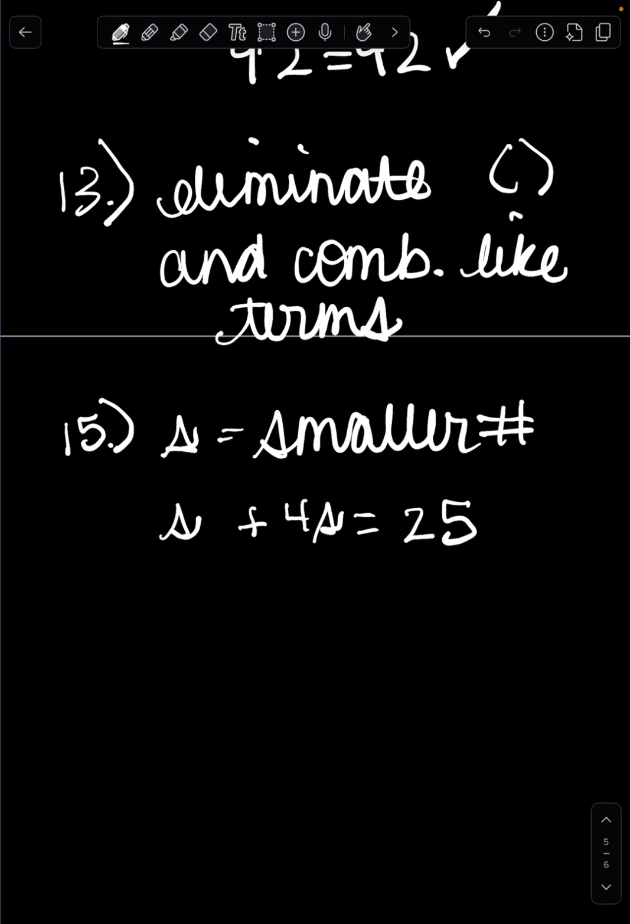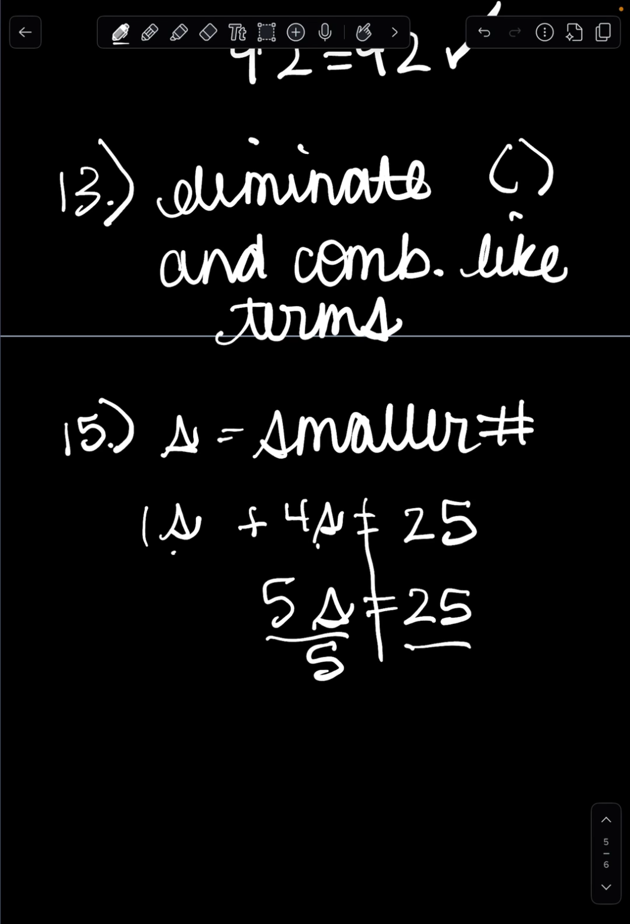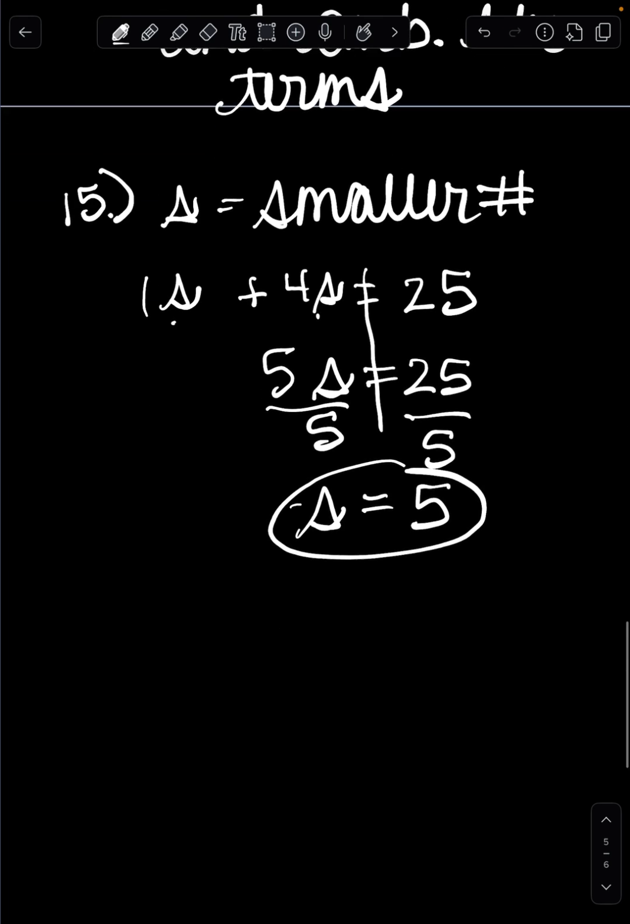And now we can solve. So here's my equal sign. This s and this s, they're on the same side. That means I can just go ahead and combine them. They're like terms on the same side. Oops, I didn't actually combine them though. So there's one here. So that's 5s equals 25. And then divide by 5 on both sides. So the smaller number is 5.